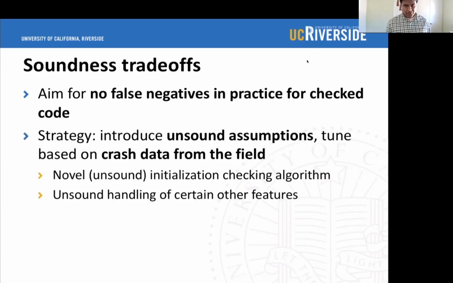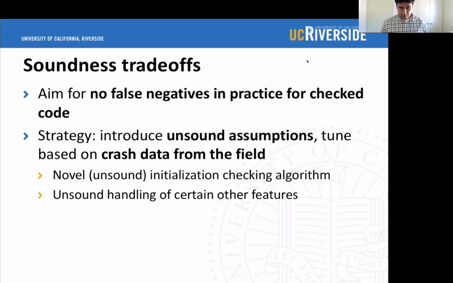So our strategy was to introduce some unsound assumptions in places where we saw that the false positives were too high or the annotation burden was too high. We said, let's try being unsound for this construct. But then, as we deployed the tool, we could look at crash data from the field, from our deployed apps, see what was actually causing null pointer crashes, and then tweak these assumptions to try to eliminate as many of these crashes as possible while still keeping the tool usable.